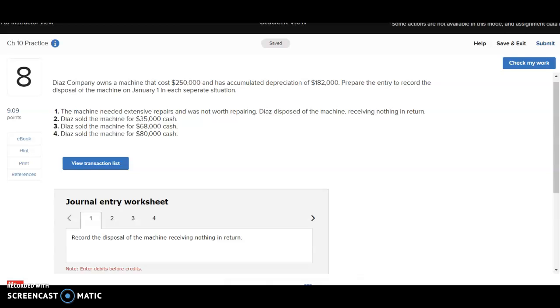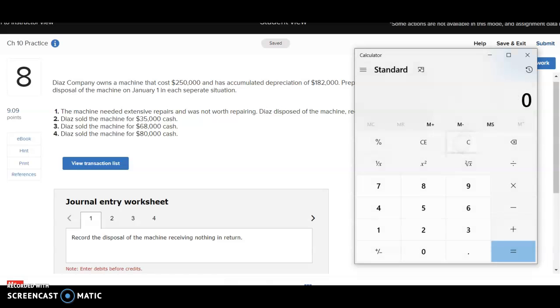Diaz Company owns a machine that costs $250,000 and has accumulated depreciation of $182,000. They want us to prepare the entry to record the disposal of the machine on January 1st for each separate situation listed in numbers 1 through 4. So what we have to factor in is that we had a cost of $250,000 minus accumulated depreciation of $182,000. That leaves us with a book value of $68,000.